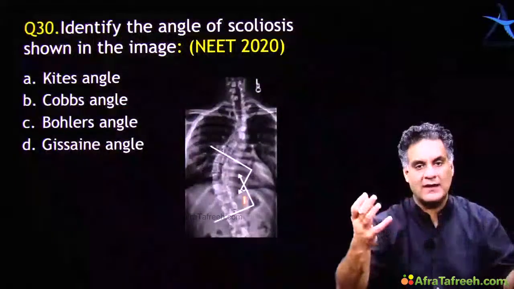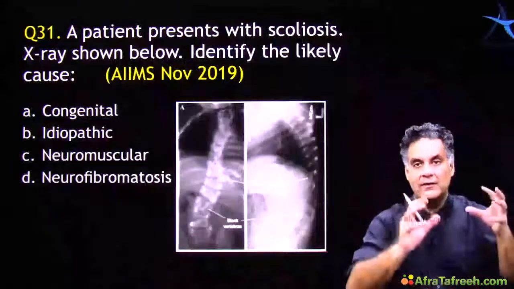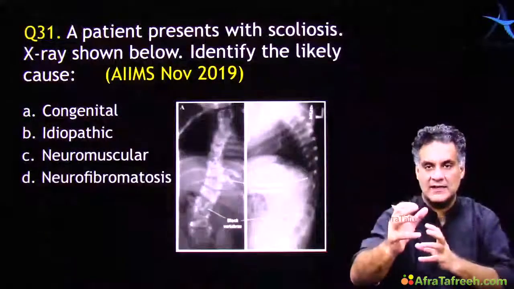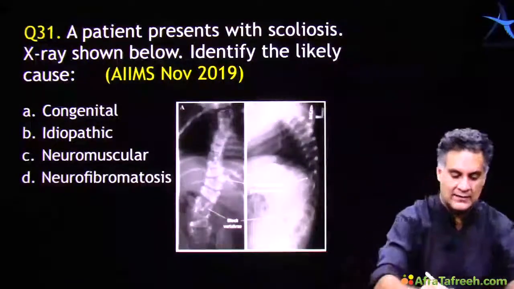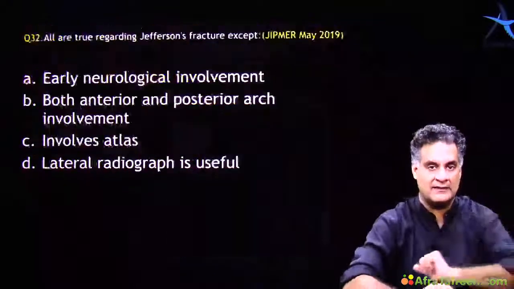So this is what angle? Cobb's angle to measure the scoliosis. When you have the fusion of the vertebrae congenitally, that's called congenital scoliosis, according to lateral deviation. Back-to-back AIIMS and NEET exam.